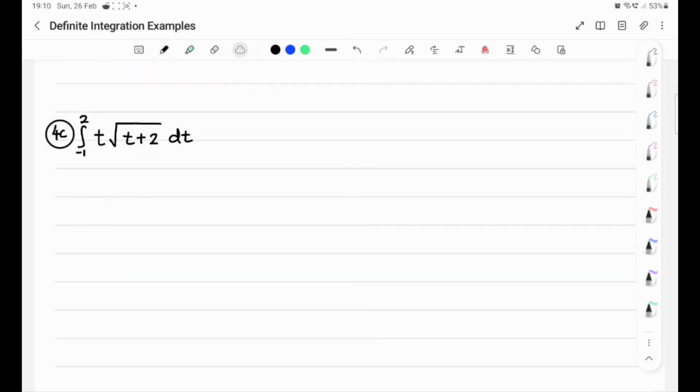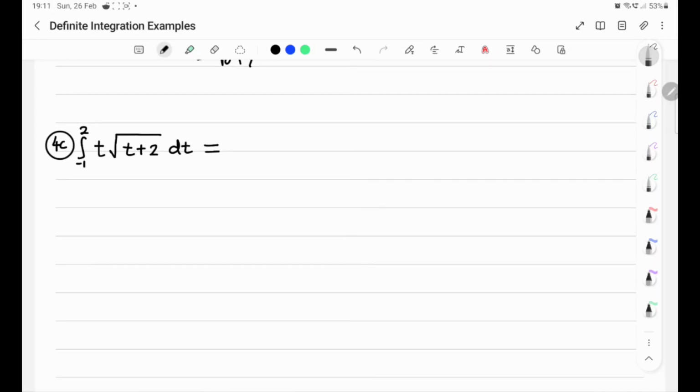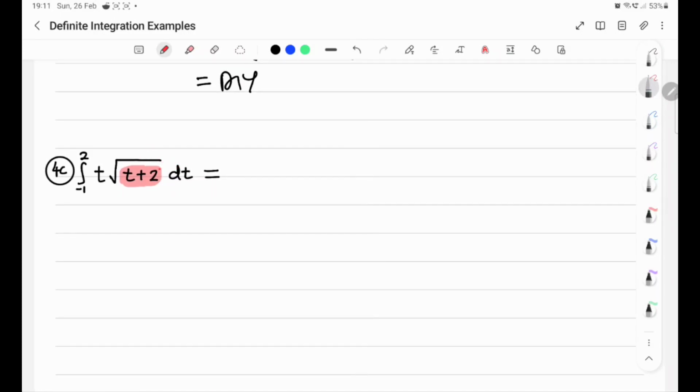Now what do we have here? We have this one. This one has no substitution given. So we can choose any expression inside any square root, logarithm, or any bracket with a certain power. The one that fits the criteria is this one. So we are going to let this be our u. Let u equal t plus 2.